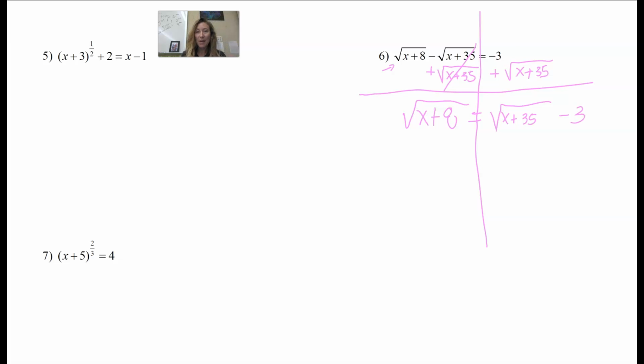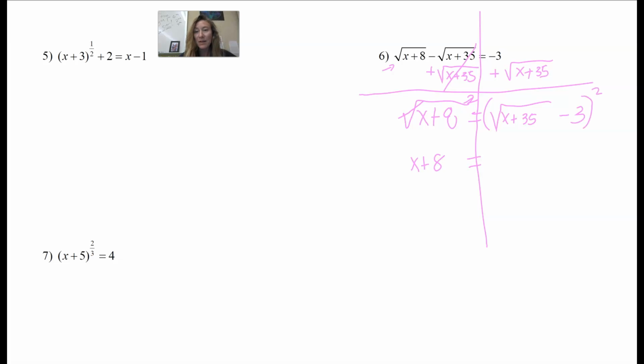So to make sure that that minus 3 doesn't end up inside the radical by accident, because it does not just jump into a radical. And just like what we did in number 5, I'm going to take the square power on both sides. Square power cancels out square root, and I'm left with x plus 8. And then on this side, I put parentheses on it and I square it.